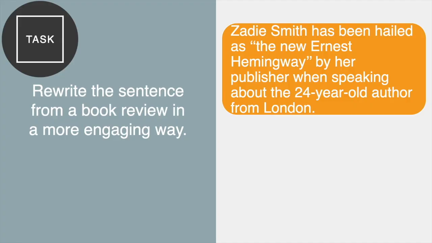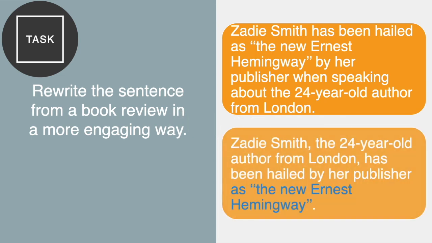Now it's time for an exercise. Rewrite the sentence from a book review in a more engaging way. So pause the video and press play when you're ready to continue. Let's check out the answer. Zadie Smith, the 25-year-old author from London, has been hailed by a publisher as the new Ernest Hemingway.